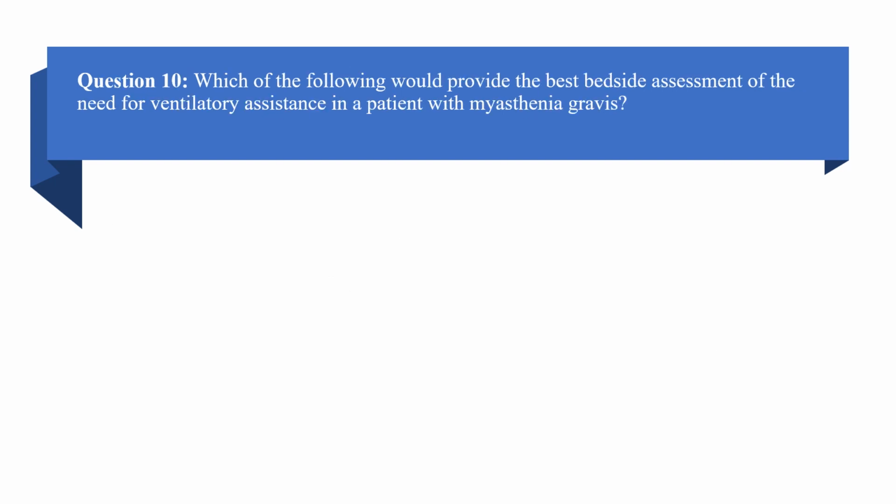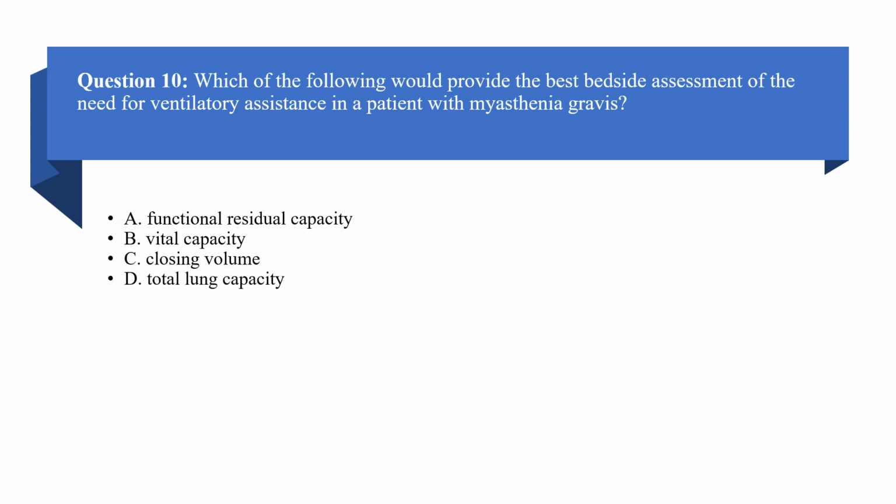Question 10. Which of the following would provide the best bedside assessment of the need for ventilatory assistance in a patient with myasthenia gravis? A, functional residual capacity, B, vital capacity, C, closing volume, or D, total lung capacity? The answer is B, as in boy.